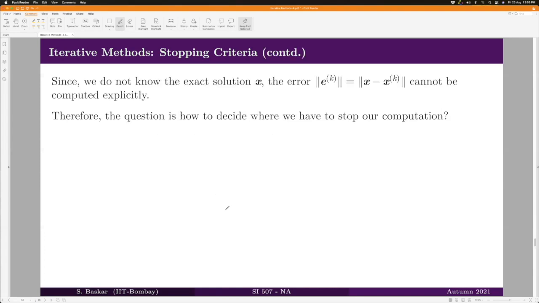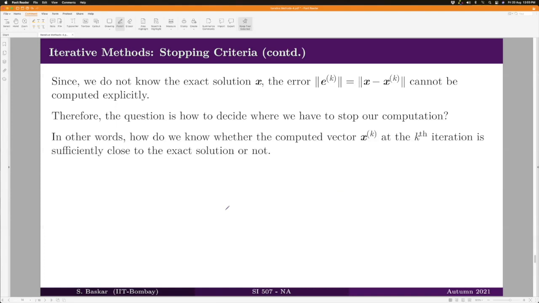Therefore, the question is how to decide where we have to stop our computation of the iteration. In other words, how do we know whether the computed vector x_k at the kth iteration is sufficiently close to the exact solution or not, is the question now.